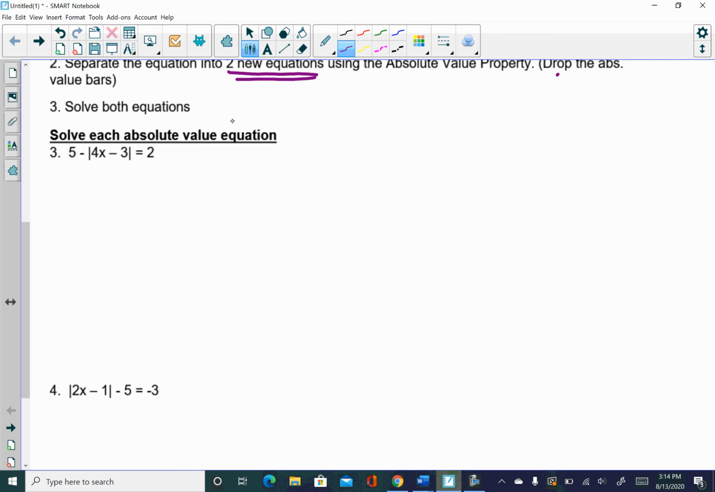Solve this absolute value equation. So you can see here from the top that my absolute value is not all by itself. So I need to make a couple of steps to get it all by itself. So the first thing I would need to do is to take that 5 to the other side.